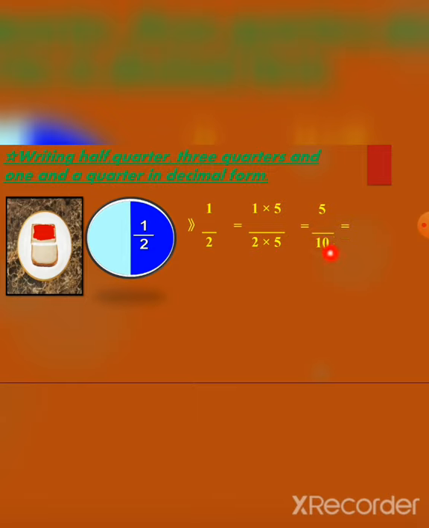See, 5 upon 10. Now the value of half, if we convert the denominator to 10, is 5 upon 10. Now the denominator is 10, so we can convert this fraction into decimal form. How will we convert it? See, it becomes 0.5. Why 0.5? Because here 10 is there. That is why after the point there is only one digit, 0.5.